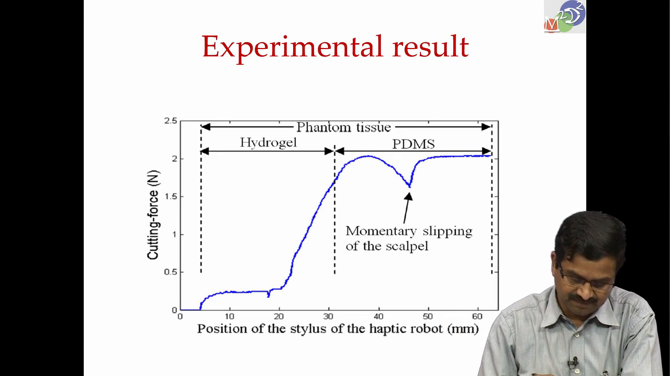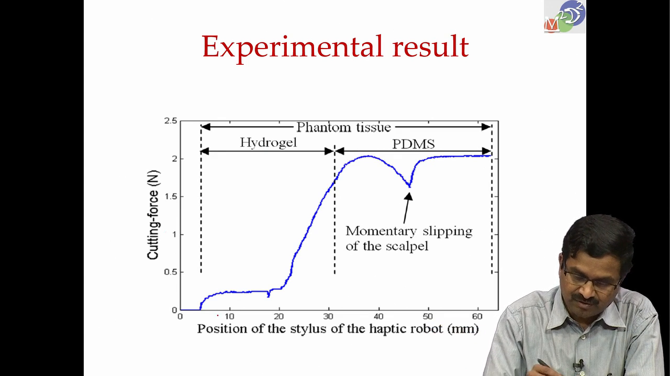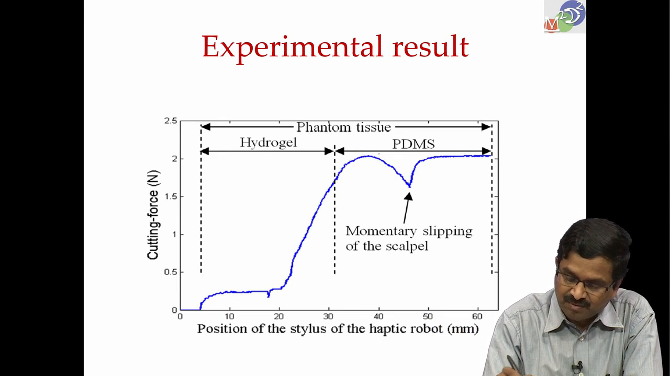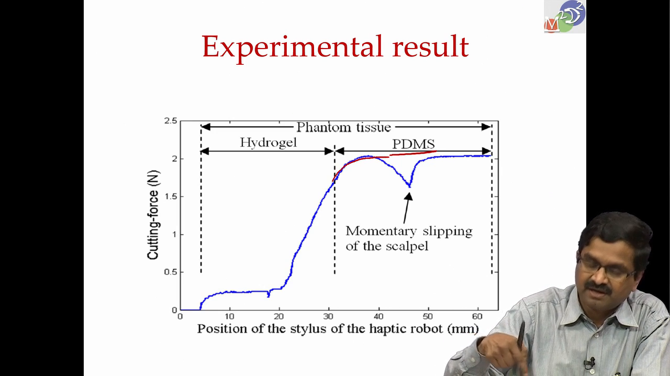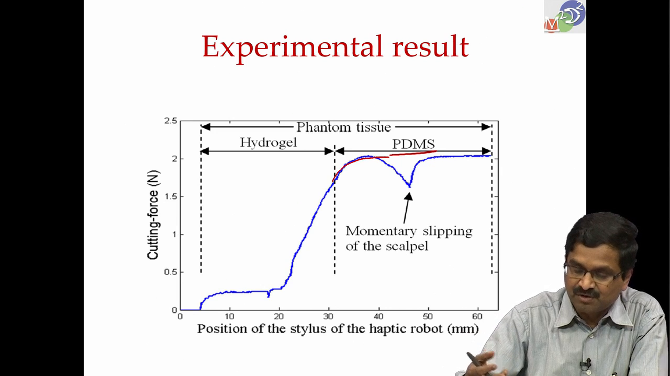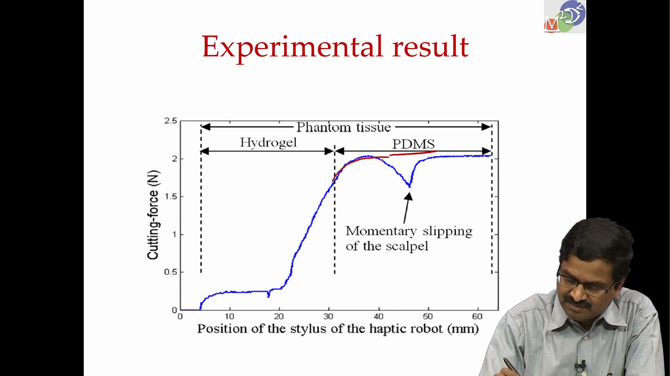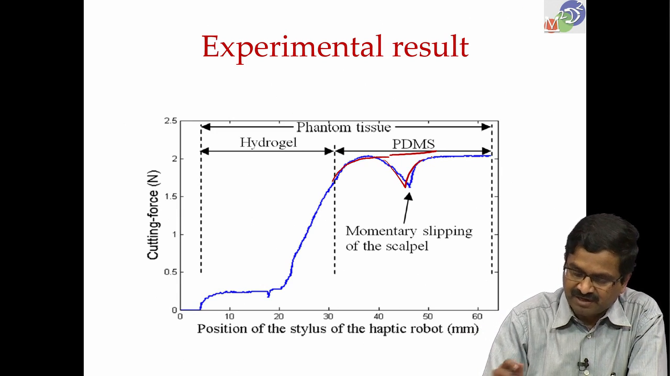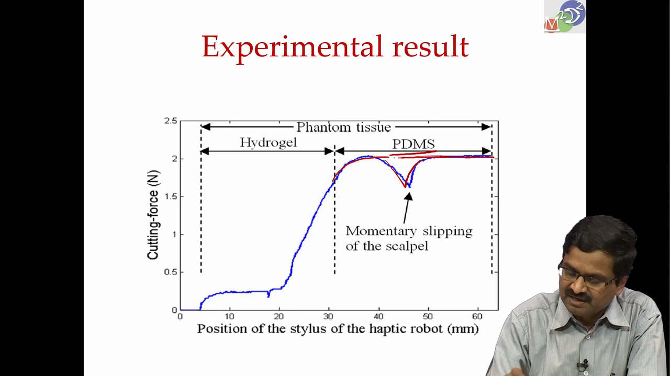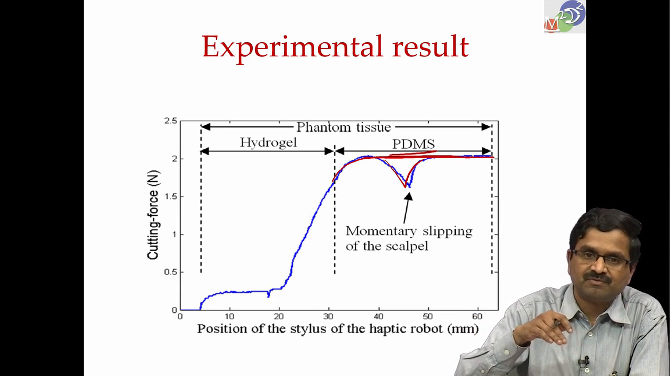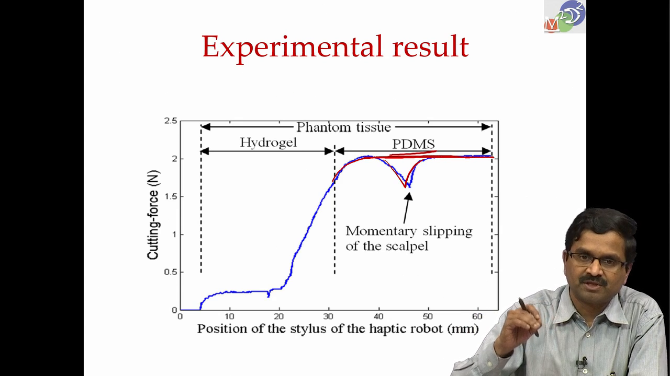So, here is the experiment, the cutting force. When you go to the hydrogel, it is going to some 2 newtons. The moment PDMS is encountered, it just stays there at 2 newtons. So, it will just go there, it will not be able to cut if PDMS requires more force. There is a momentary slip that happened in the experiment, but that can be ignored, but the fact is that there is a passively limited upper threshold on the force.